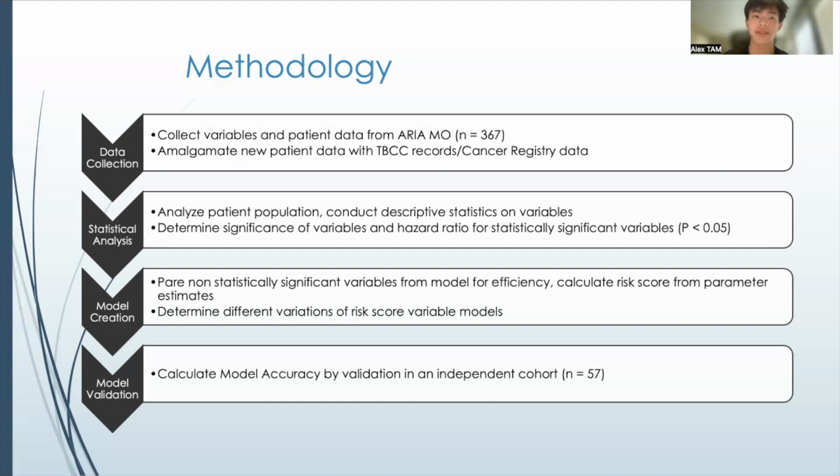Firstly, we had to collect variables and patient data from the ARIA radiation oncology information records. We collected data on 367 patients from the Calgary, Edmonton, Grand Prairie, Lethbridge, Medicine Hat, and Red Deer zones, and combined this with radiotherapy treatment data from the Cancer Registry and other studies.